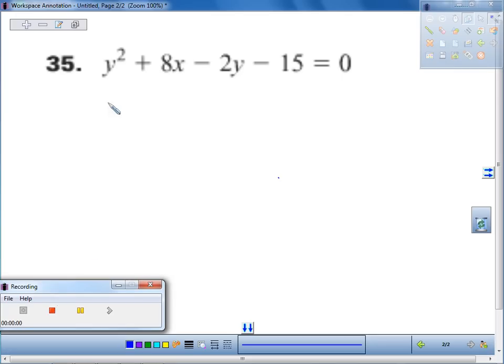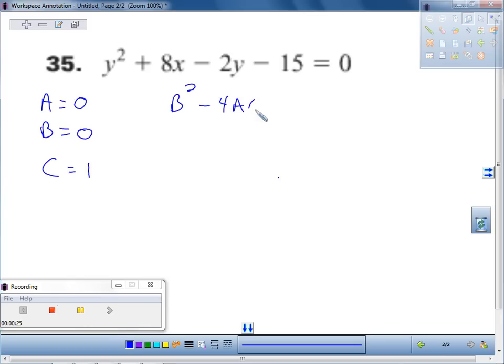Alright, here we're first going to decide what type of conic it is. So we're going to start out by saying what A is, so we can find a discriminant. A is whatever x squared is, so A is equal to 0. B would be xy, there is no xy value, so that's 0. C is 1. Okay, so we end up with our formula, which was b squared minus 4ac.